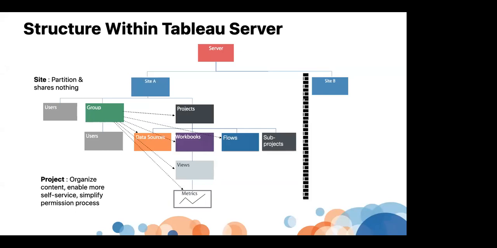Data sources, workbooks, flows have to be in a project, one of the projects or sub-projects. Views as well, they have to be associated with a workbook, and the matrix is based on view. Permission is more like you assign users and groups to one of those buckets.